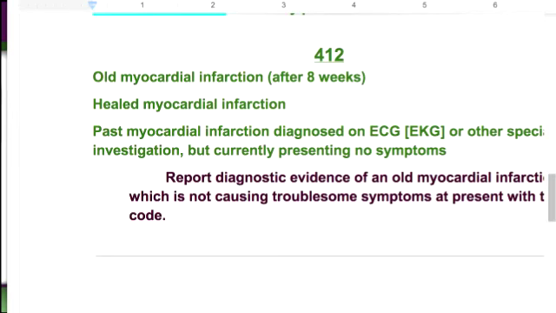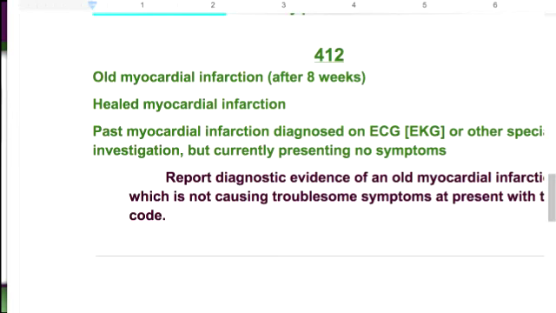Another thing, report diagnostic evidence of an old MI, which is not causing trauma or something at the present. So if a person comes in with a cough and they're being seen for that, but they're not having any problems with their heart, but they had a heart attack last year, then you're going to report 412. It's kind of like a diabetes thing. Once you've had it, it's going to follow you, okay?